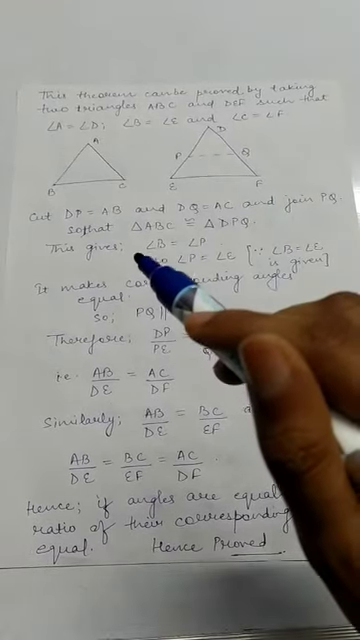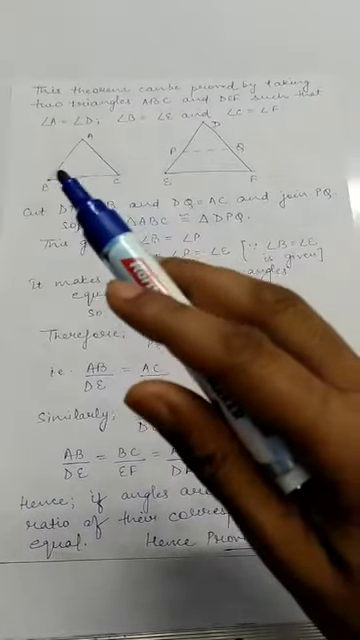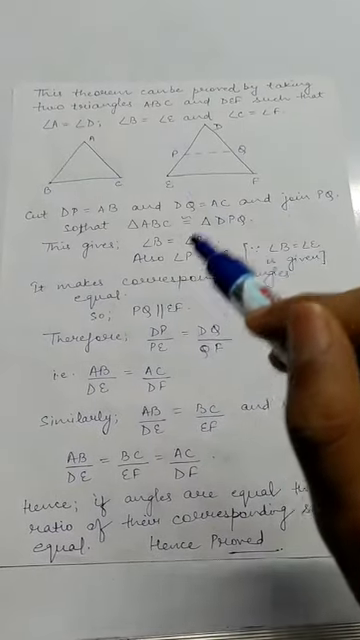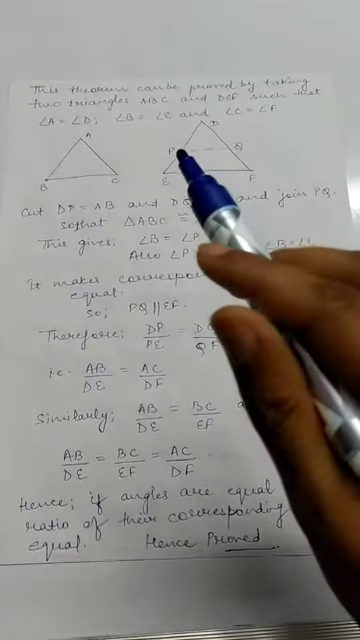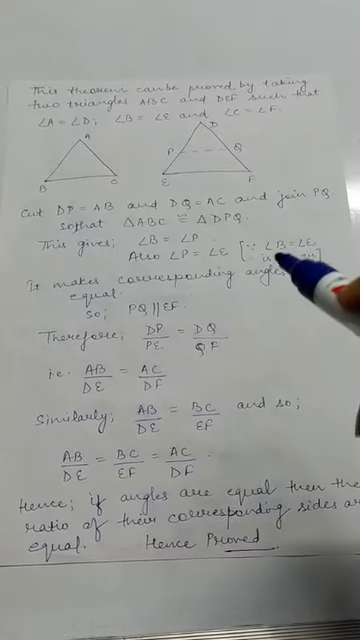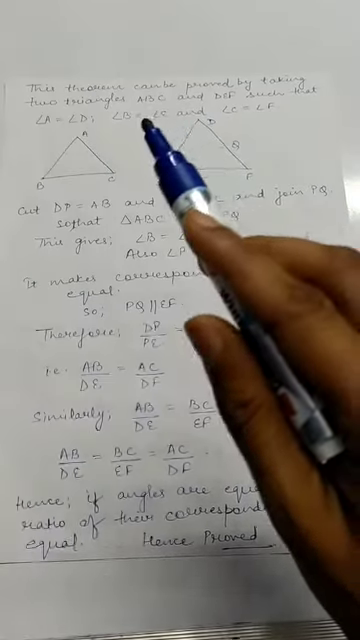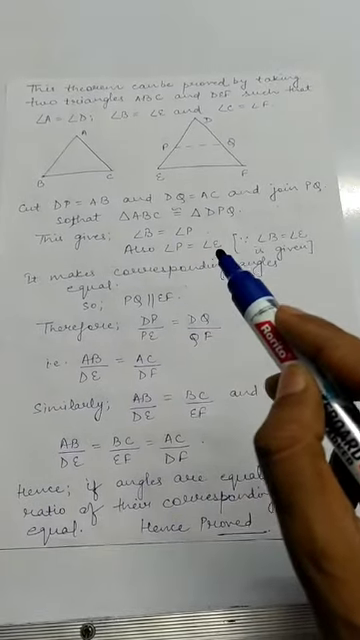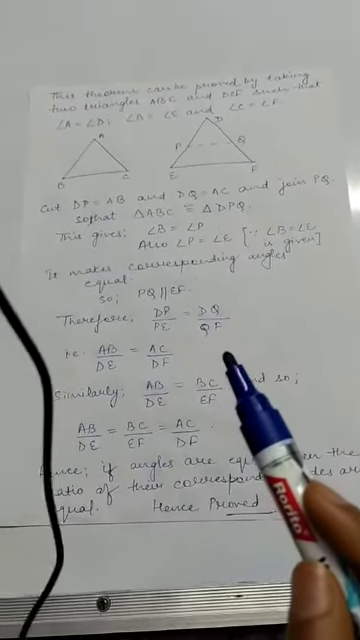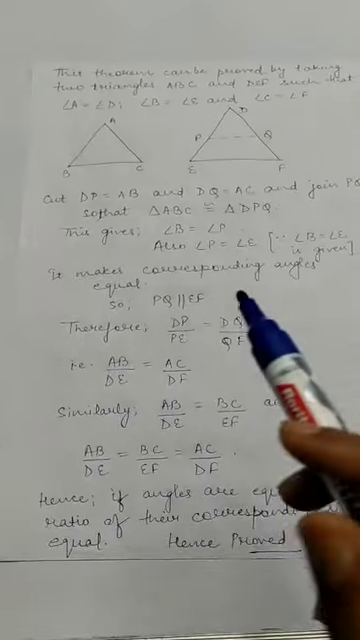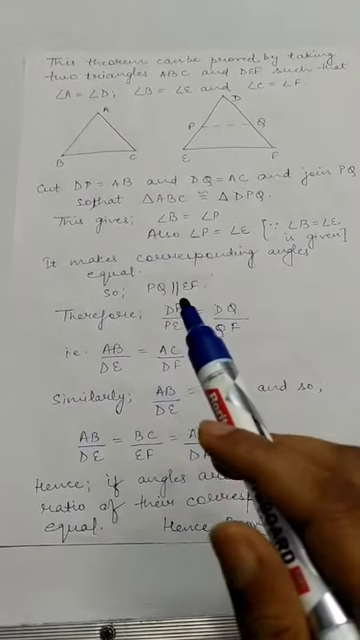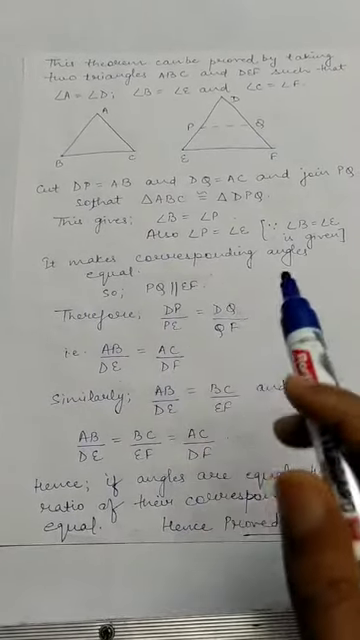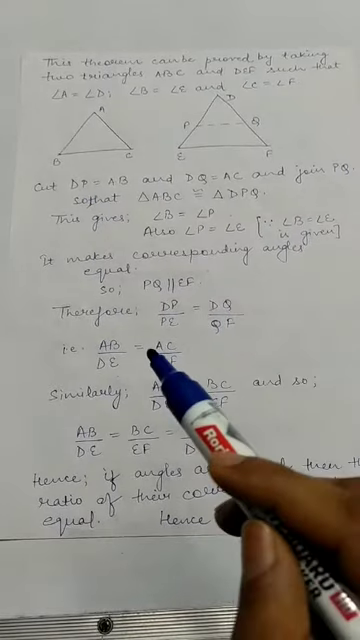So this gives us angle B equals angle P and angle P equals angle E. Because angle B equals angle E, it is already given to us. So on comparing we get angle P equal to angle E. It means the corresponding angles are equal. So if the corresponding angles are equal, then the lines are parallel. This is a property of the lines.